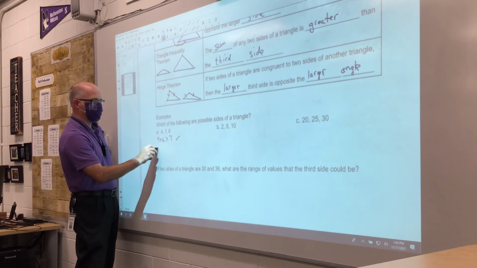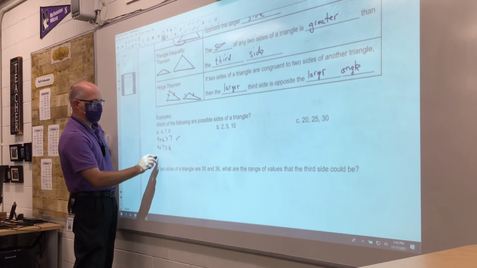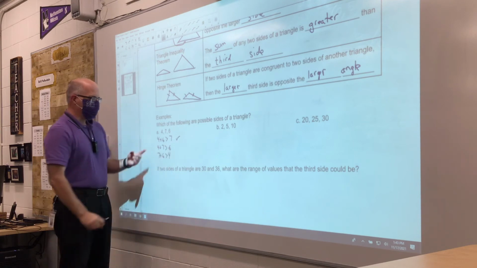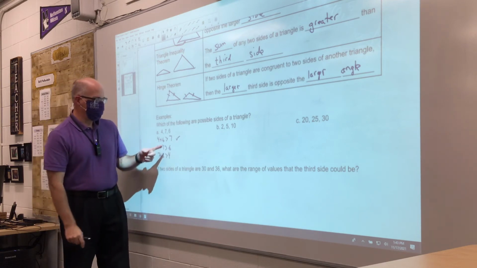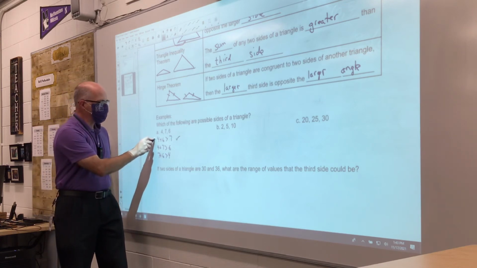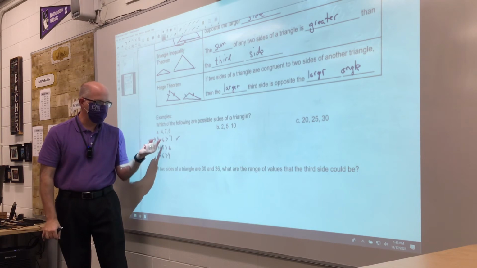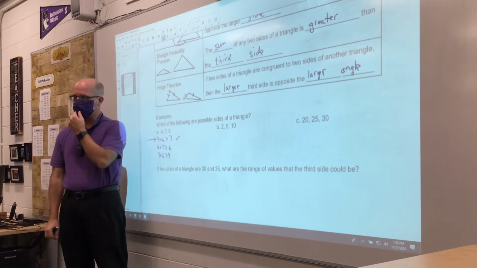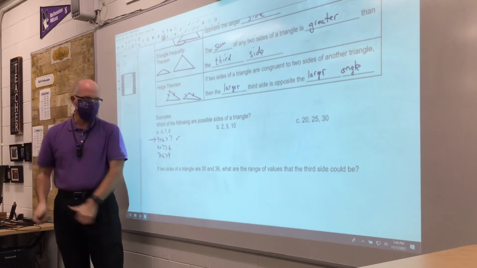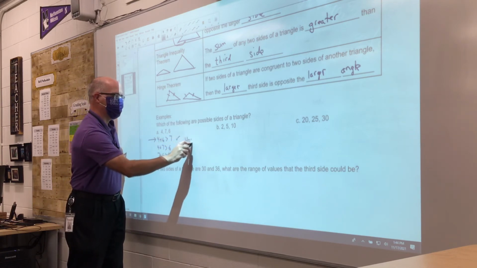If I did 4 plus 7, they have to be larger than 6, and 7 plus 6 would have to be larger than 4. Every pair, when you add them up, has to be larger than the other one. The only one you really have to check is the smaller two. If the smaller two sides add up to more than the larger side, it's a triangle. So this would be yes, it is a triangle.